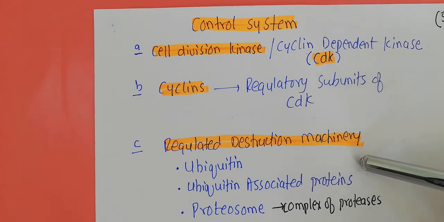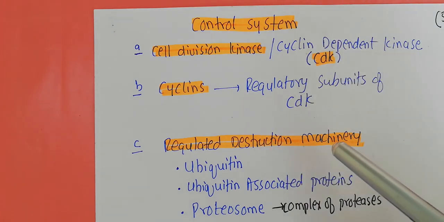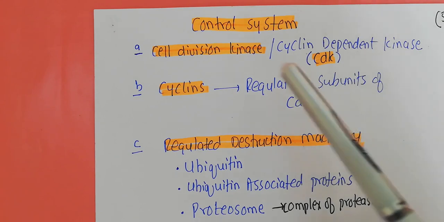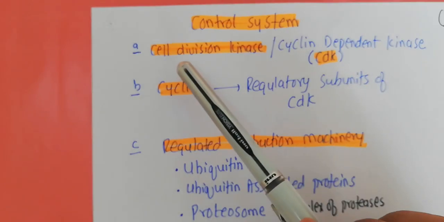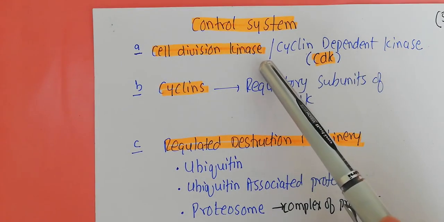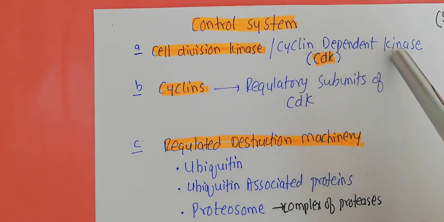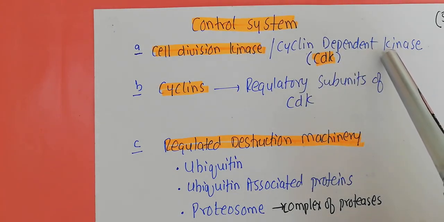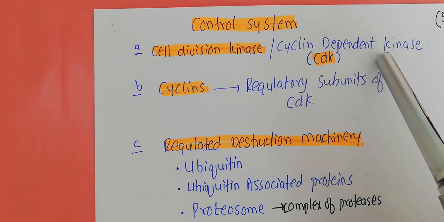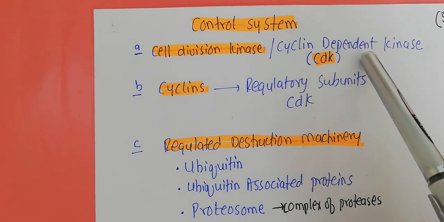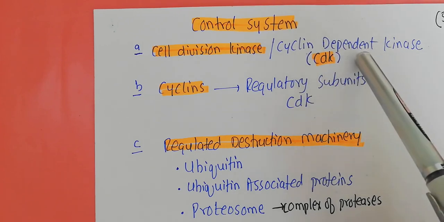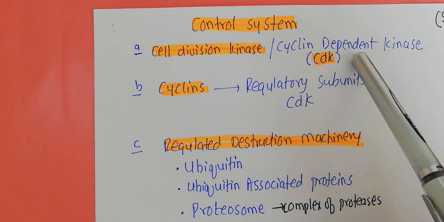So for the machinery of the cell cycle, you have got a control system. This control system is made up of different kinds of proteins. The first set of proteins in the control system of the cell cycle is known as the cell division kinase, also called the cyclin-dependent kinase. These are the kinases which drive the cell cycle from one phase into another phase, and we will see that because in different phases these CDKs are different. In the G1 phase you have a different kind of CDK, in the S phase a different kind of CDK, and in M phase a different kind of CDK.